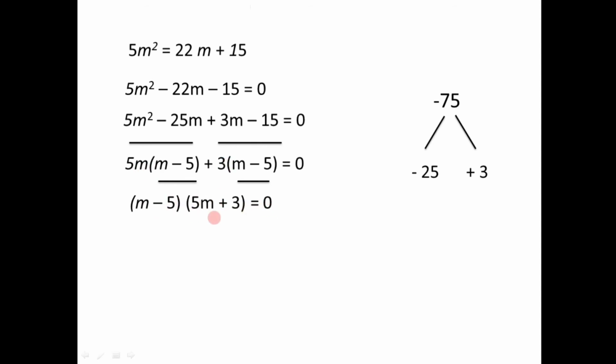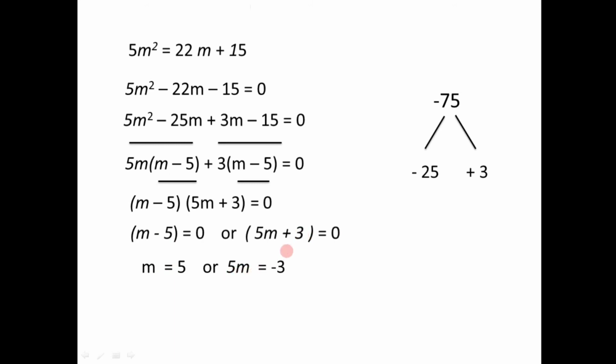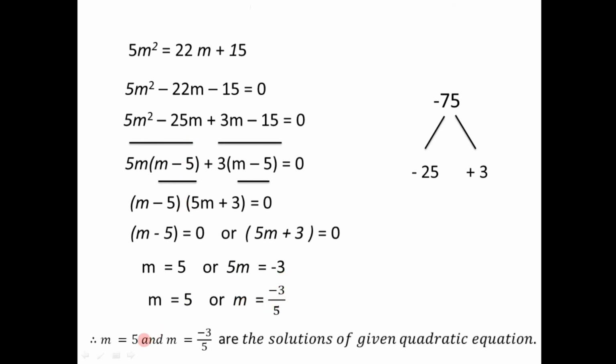So as the product of these two is 0, any one of them must be 0. It is either m minus 5 is equal to 0 or 5m plus 3 is equal to 0. We take minus 5 to the right hand side, m is equal to 5, or 5m is equal to minus 3, as we take plus 3 to the right hand side. M is equal to 5, or we have to find the value of m. So again take 5 to the right hand side, it will be in the denominator. So m is equal to minus 3 by 5. Here m is equal to 5 and m is equal to minus 3 by 5 are the solutions or the roots of the given quadratic equation.